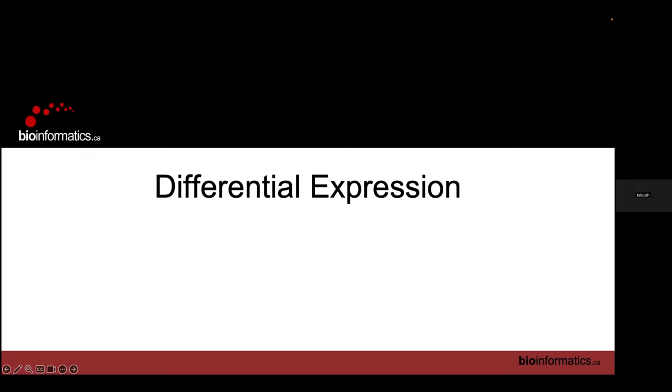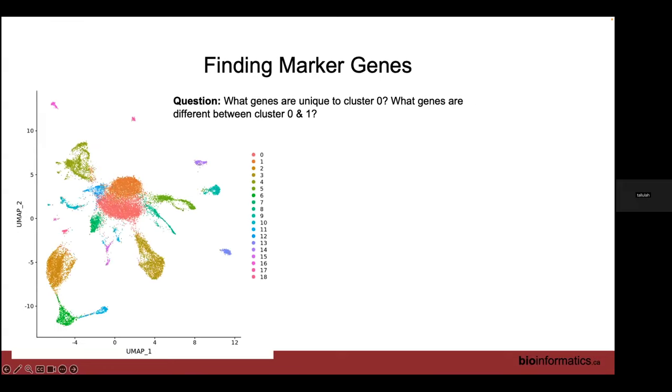So we've got our clusters, we've annotated what cell types they are. Now we want to find differentially expressed genes, either between our clusters or between different biological conditions in each of our clusters. So first we'll be finding marker genes. So this is different genes that are expressed differently between different clusters. So is a gene unique to cluster zero? What genes are different between cluster zero and cluster one?